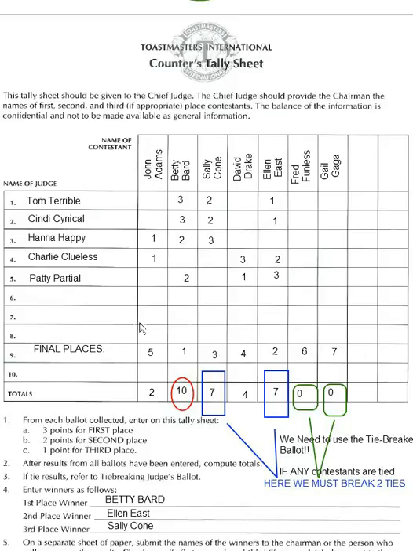You would record the final place of all contestants on a separate sheet, even though that wouldn't be announced. And the chair should not announce that the tie-breaking judge was used or not. That is private information.